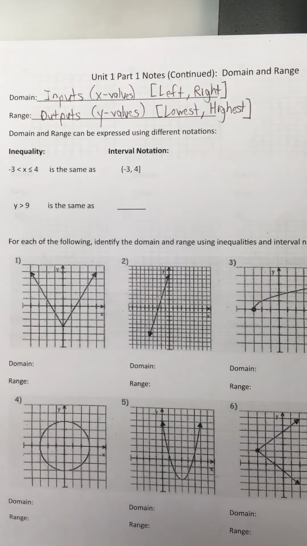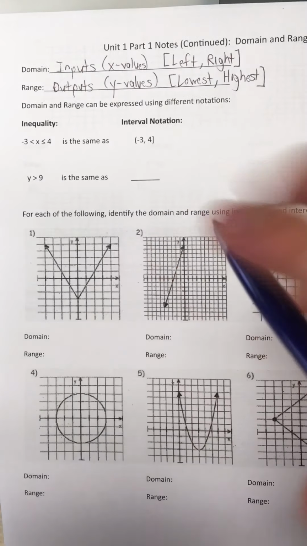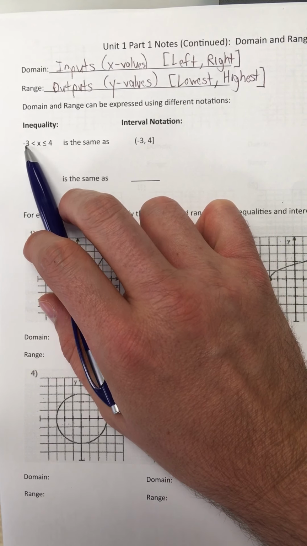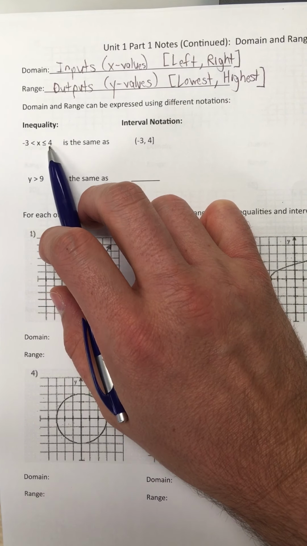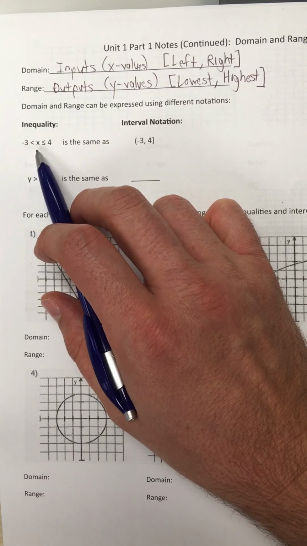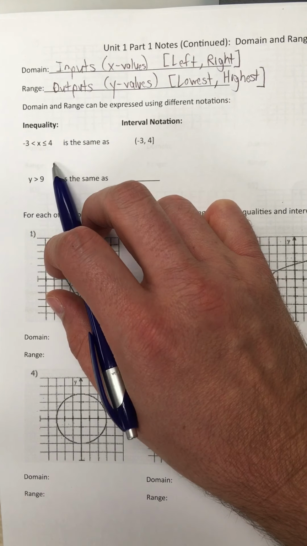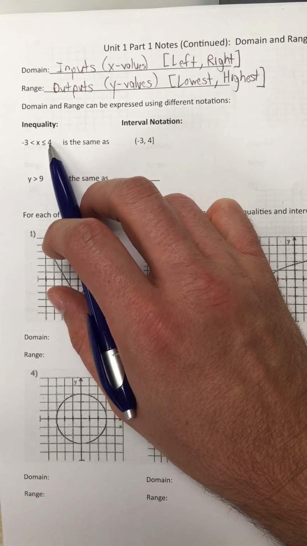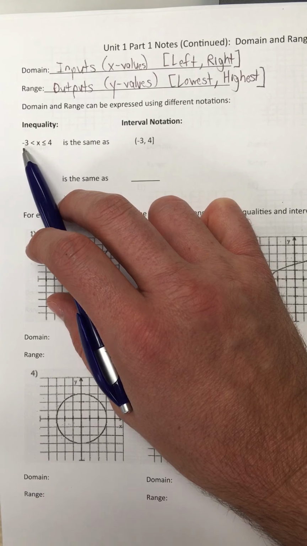Now, there are multiple ways of writing the domain and range. Okay, you may have seen it like this, written as an inequality. All right, -3 less than x less than or equal to 4. Now, what does that actually mean? It means x, whatever x is between -3 and +4. All right, now, this equal to line, remember, that means it could include 4, but it can't include -3.